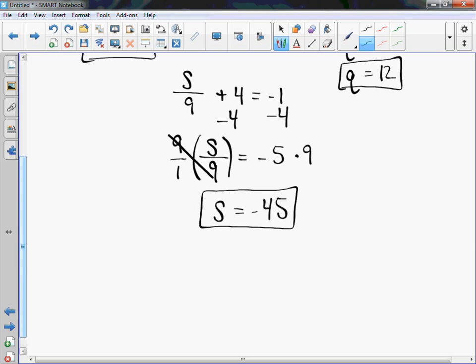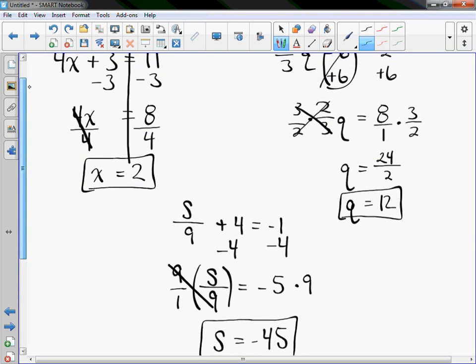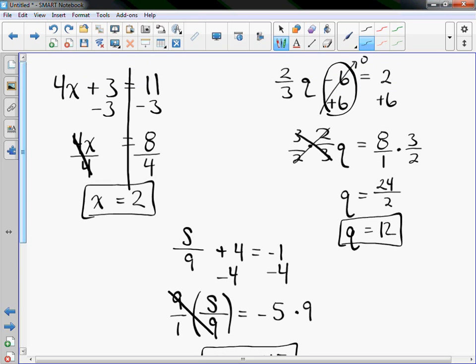Okay, and that is how to solve 3 different single-step equations. Oh, sorry, multi-step, 2-step equations.